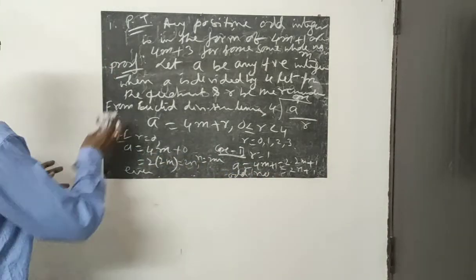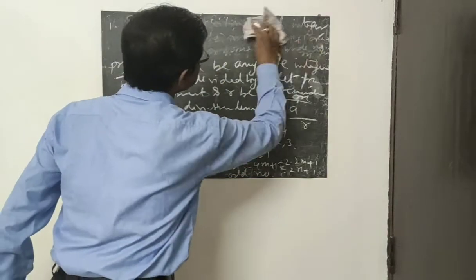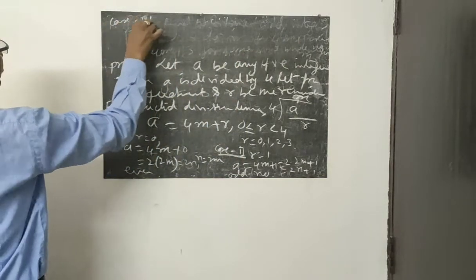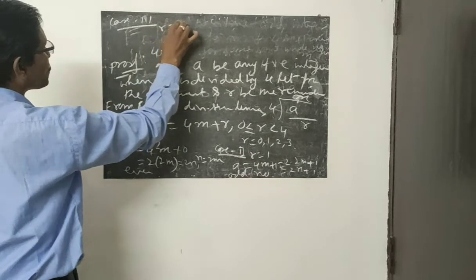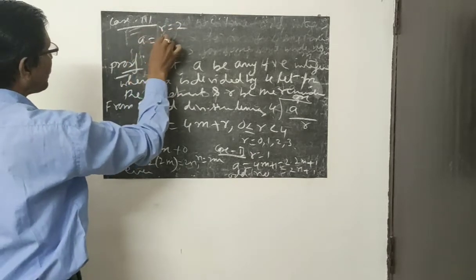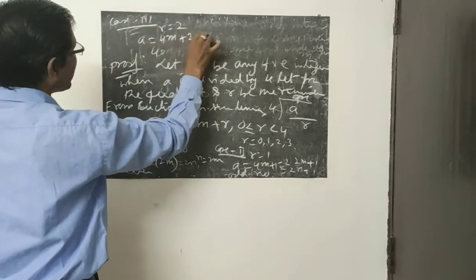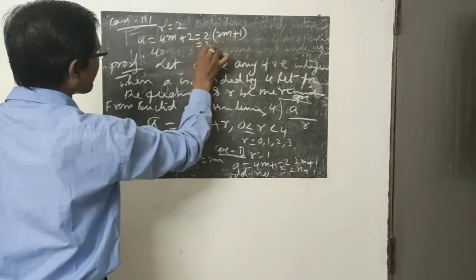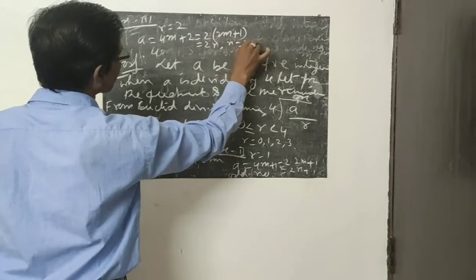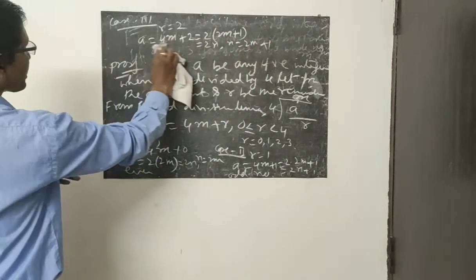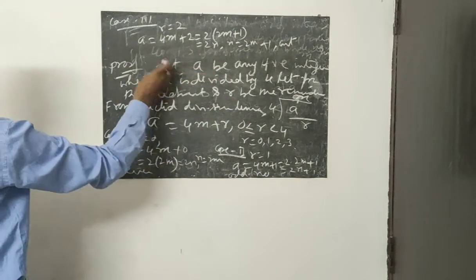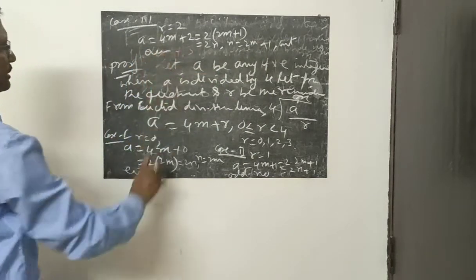Similarly, third case, you are having two more cases. You are having the third case, r equal to 2. So a should be 4m plus 2. So clearly 2 you can get common, 2m plus 1. It is coming n, that is n equal to 2m plus 1, that is an integer. So 2 into some integer it is coming. So it is an even number.